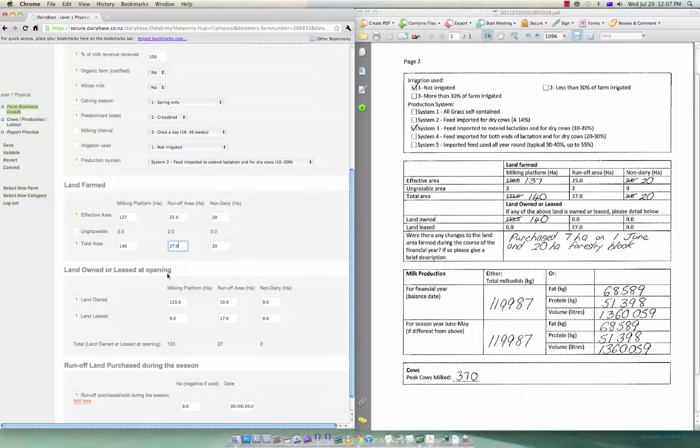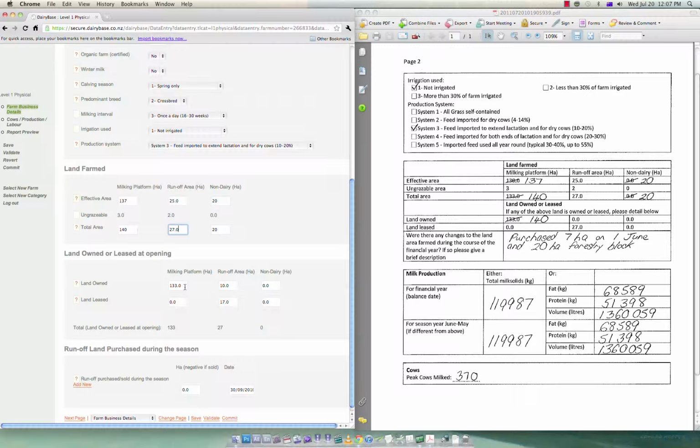The land owned or leased at opening. This is just the amount that is owned at the start of the season, not anything that's purchased during the year. So in this case, the farmer purchased his 7 hectares on the 1st of June, so we will input that information and change it to 140 hectares. The total at the bottom should equal the total land farmed. That's including the land owned and also the land leased. You can see that here he's leased 17 hectares plus owns 10 hectares, so we've got the total of 27 hectares, and he has purchased his forestry block as well.